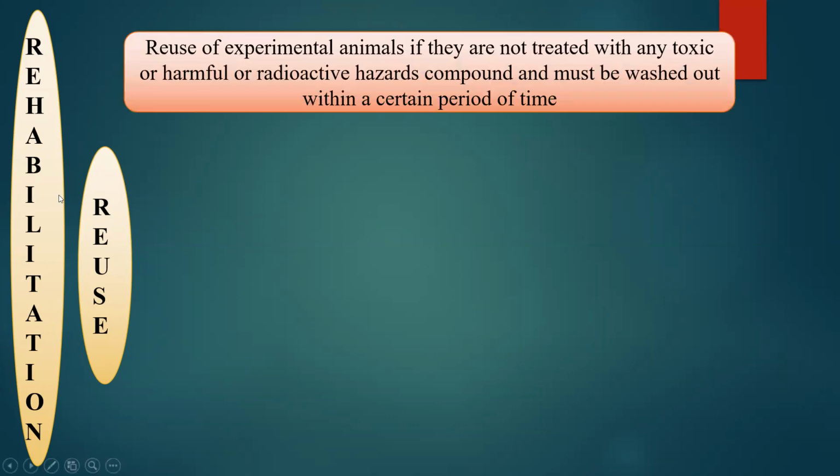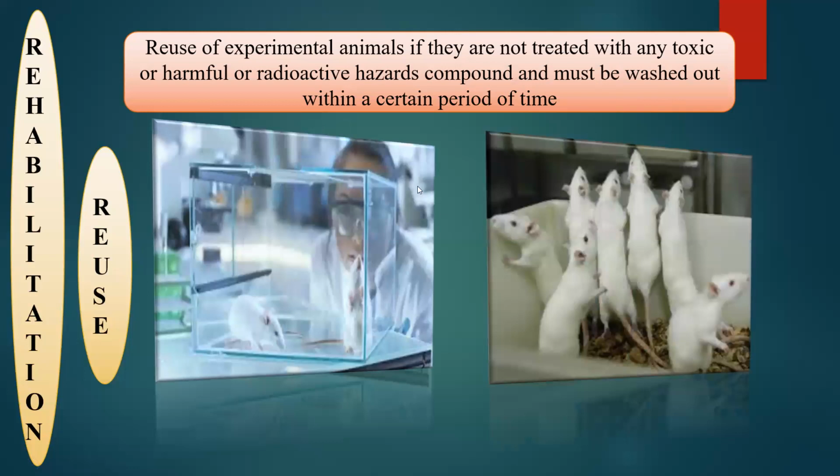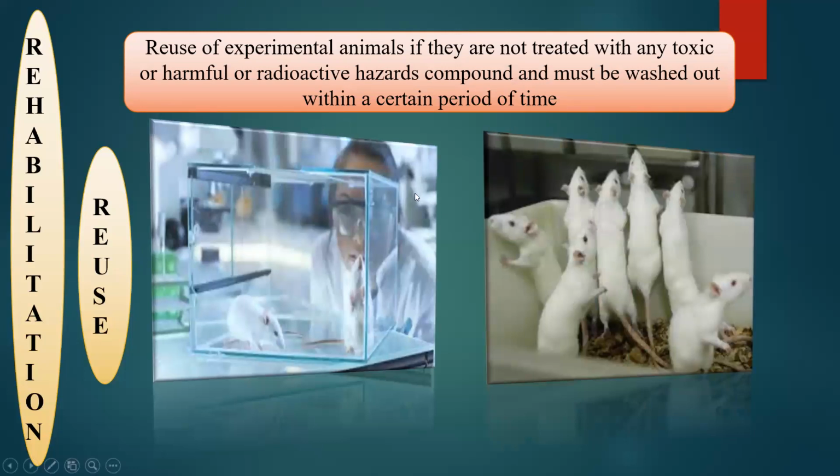So reuse of experimental animals is possible if they are not treated with any toxic, harmful, or radioactive hazardous compounds. If the animals were previously not exposed to toxic or harmful radioactive materials, then you can give sufficient washing to the animal for a certain period of time, and after that you can use that animal for demonstration-like experimental purposes. So this is one of the important parts of the reuse of animals.